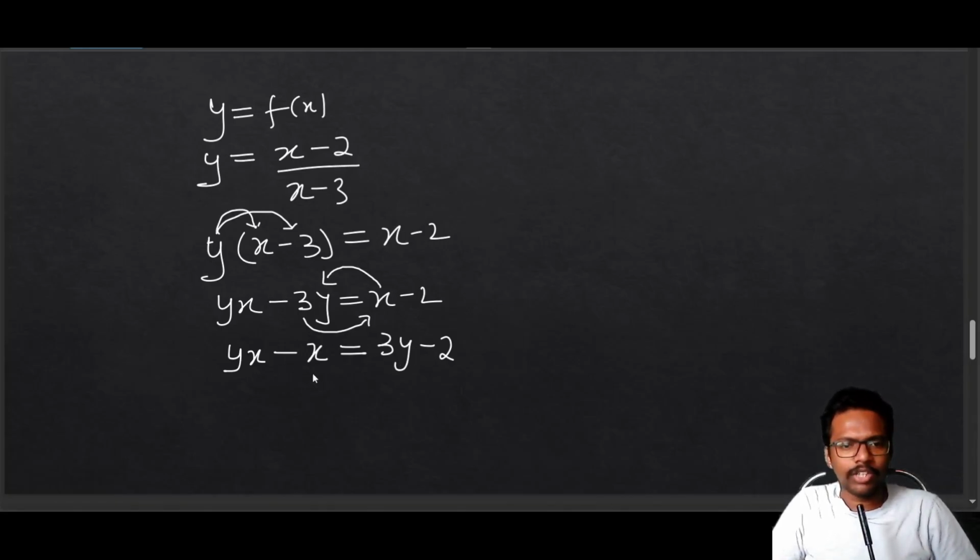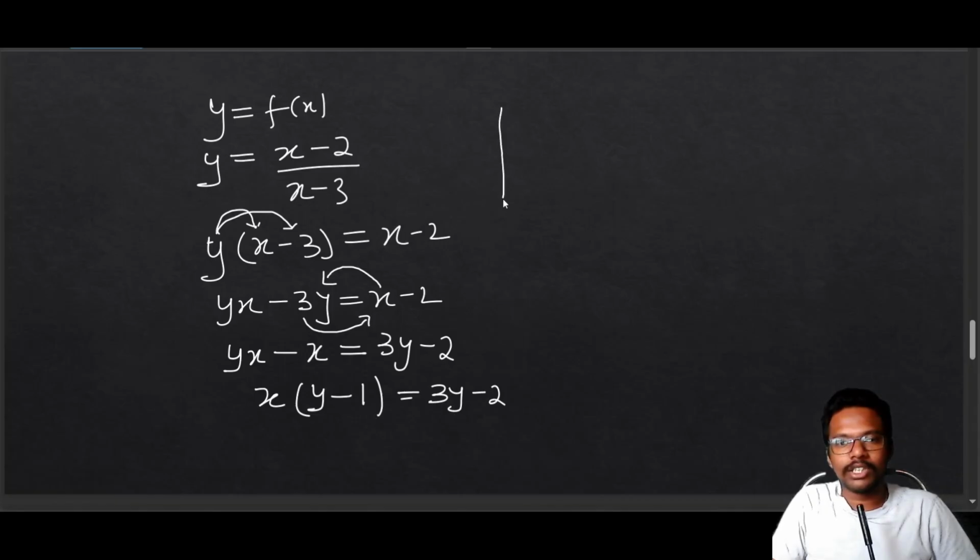So now I have to take x common between these two terms. If I take x common, the remaining part will be y here, and minus 1 here. So if I take x as common, the remaining will be y minus 1, which I have written in brackets, equals 3y minus 2. So now we got x into y minus 1 equals 3y minus 2.